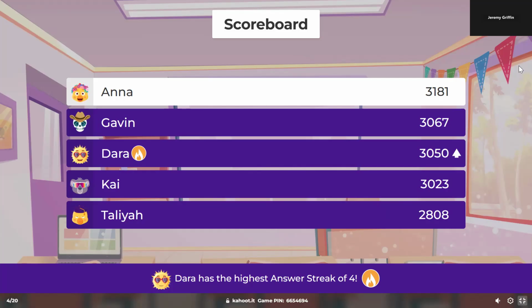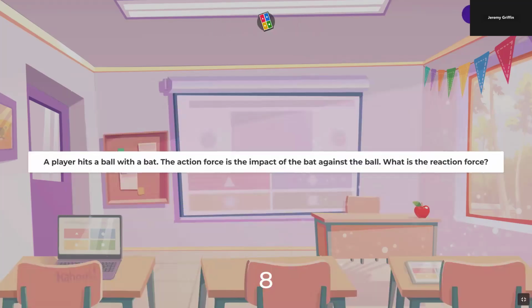Talia, Kai, Dara, Gavin, Anna. Dara's on fire.